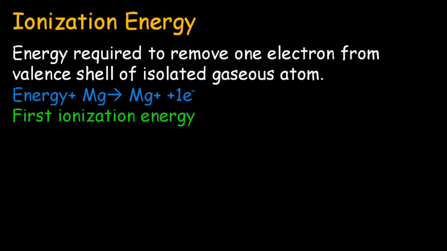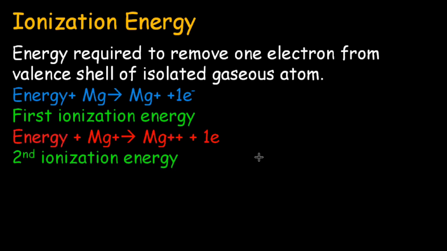For example, if we give energy to a magnesium atom, it loses one electron, becoming magnesium positive ion. Magnesium is losing one electron. The energy given to it is the first ionization energy. But magnesium can lose two electrons. So when the energy is given to magnesium positive cation to lose its second electron, it is the second ionization energy, and magnesium becomes Mg2 positive cation, a divalent cation.